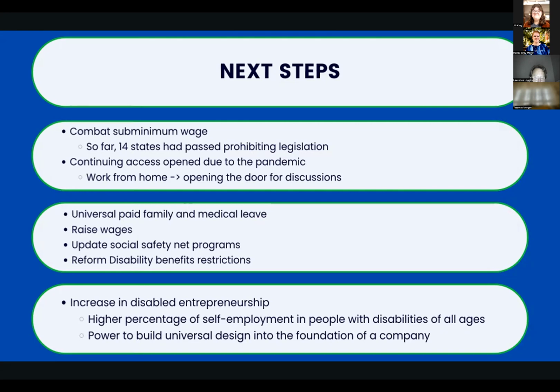And next we have universal paid family and medical leave, raising wages, updating social safety net programs, and reforming disability benefit restrictions. Some of these are things that we're hearing a lot from the labor movement at large, like these recent strikes that we're seeing in Hollywood, among UPS workers, etc. These recent labor strikes are needed, and they have to include disability justice because, in general, we're getting kind of the brunt of the bad law that we're already seeing.